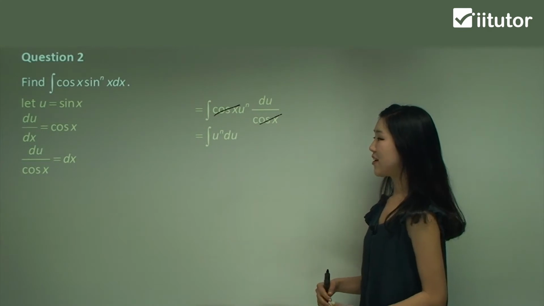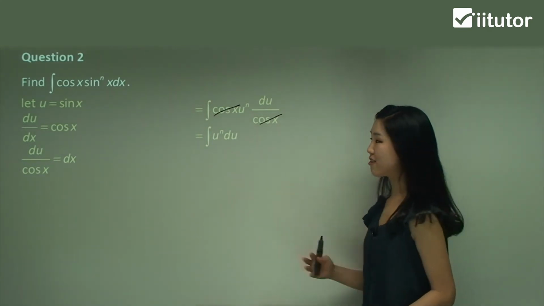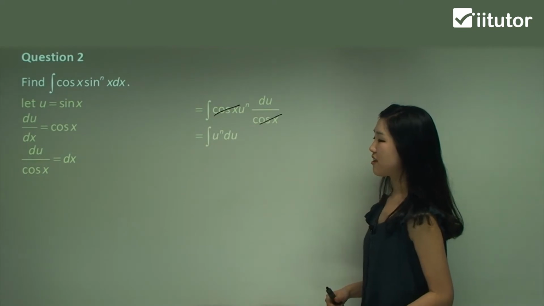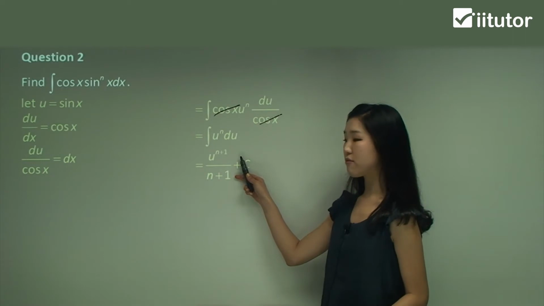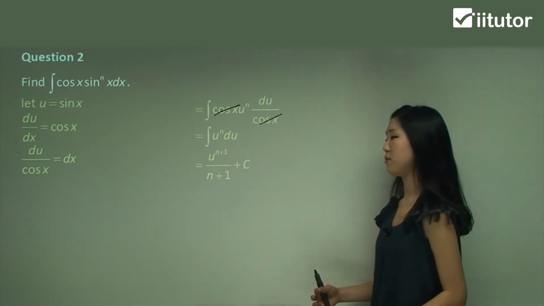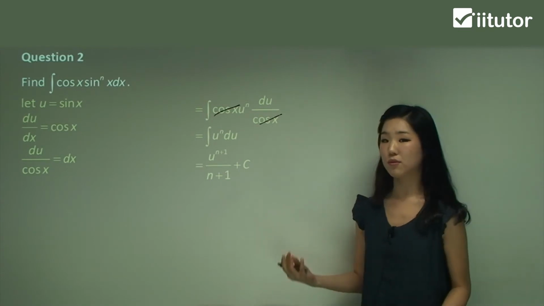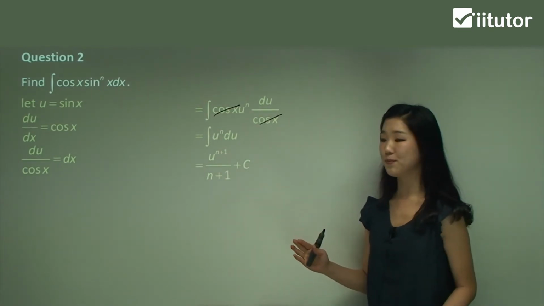So you can see that now we're in terms of u only, so I'm going to integrate in terms of u. If I integrate, it simply becomes u to the power of n plus 1 over n plus 1, or basically 1 over n plus 1 times u to the power of n plus 1. Just merge them together, plus c. Make sure you don't forget plus c.